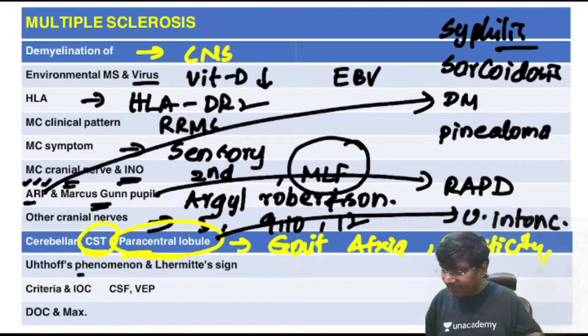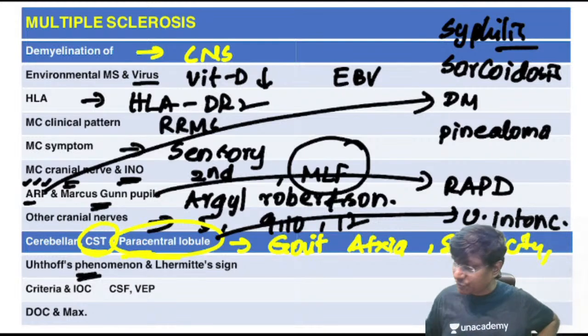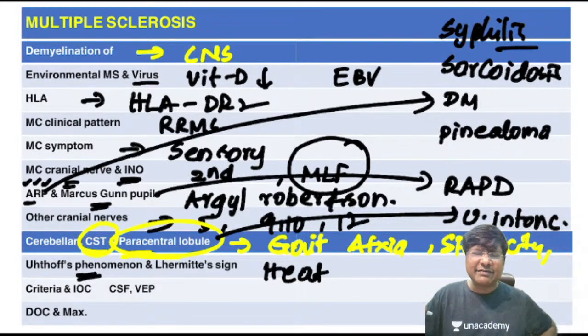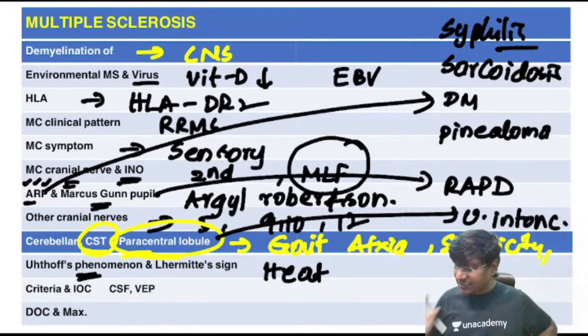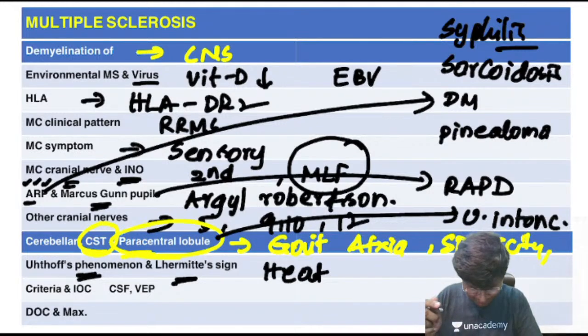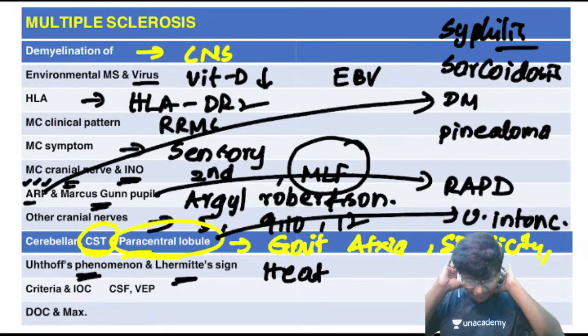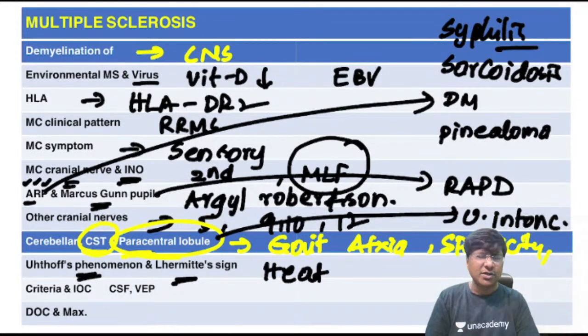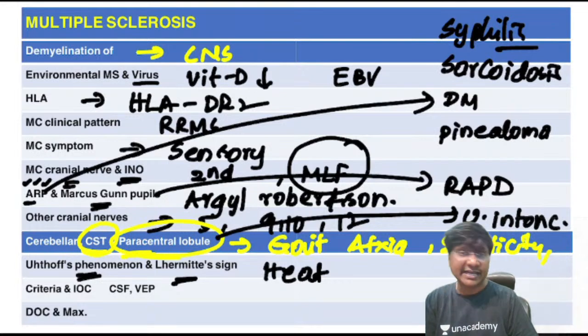Okay, then coming to Uthoff's phenomenon. Uthoff's phenomenon is that whenever the individual is exposed to heat, there will be worsening of the symptoms. That is what is called Uthoff's phenomenon. Then Lhermitte sign. What is Lhermitte sign? Lhermitte sign is that on flexing the neck, there will be electric shock like sensations down the spinal cord. That is what is called the Lhermitte sign.